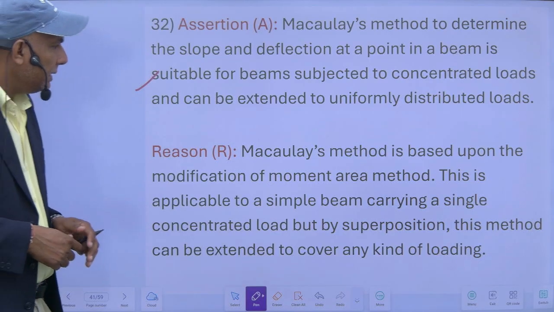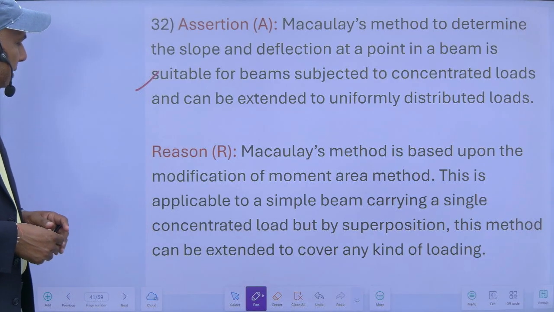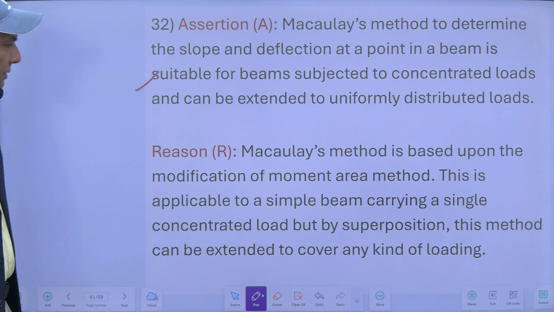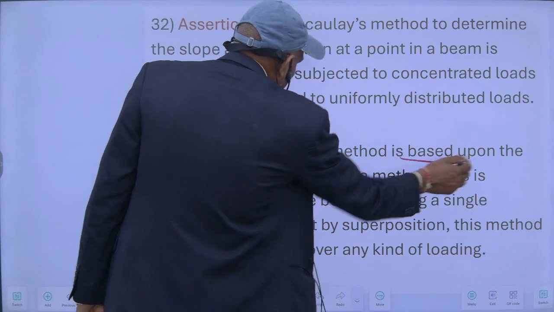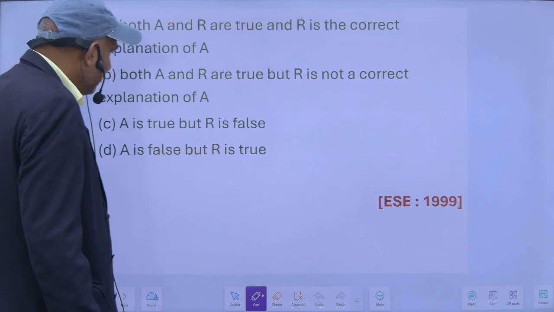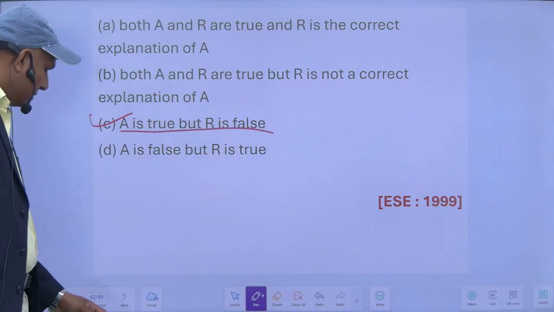So both are different. This is applicable to simply supported beams carrying a single UDL considered, but by superposition this method can be extended to any of the kind. Basically this is wrong. Both are different. This is double integration, this is moment area. So A is true and R is false. This is the right option.